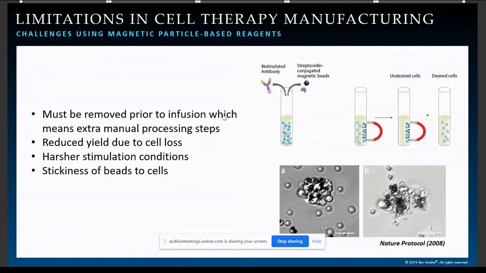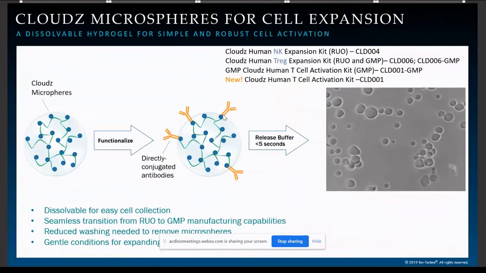And so we really tried to develop a novel tool that would minimize the cell processing and the cell washing to optimize this process. And that's where our Clouds microspheres come into play. These are hydrogels that are functionalized with antibodies of interest that will activate the cells. We have certain Clouds reagents for T cell activation, and that uses CD3 and CD28 antibodies. We have NK cell activators that use CD2 and NKp46.